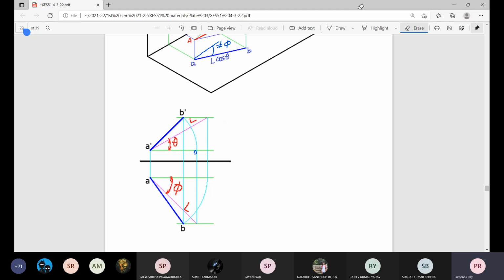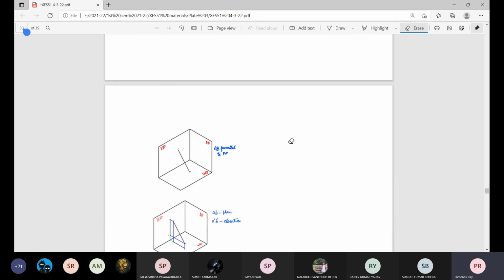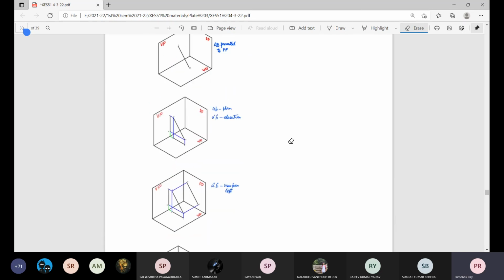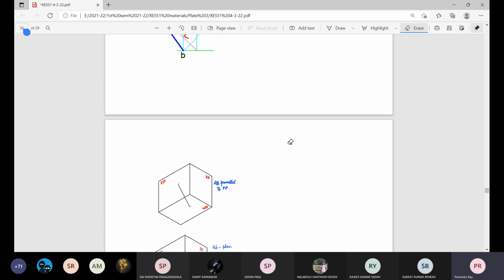Now one part is also there where the line is parallel to the profile plane PP.